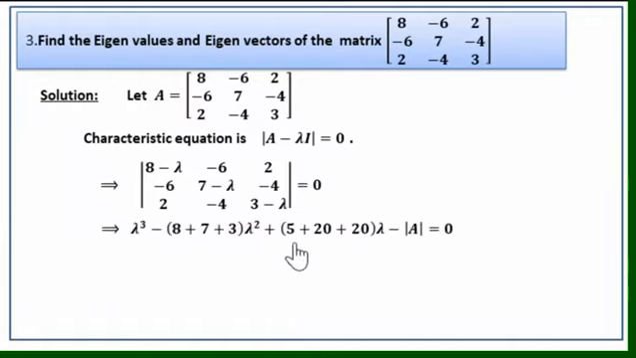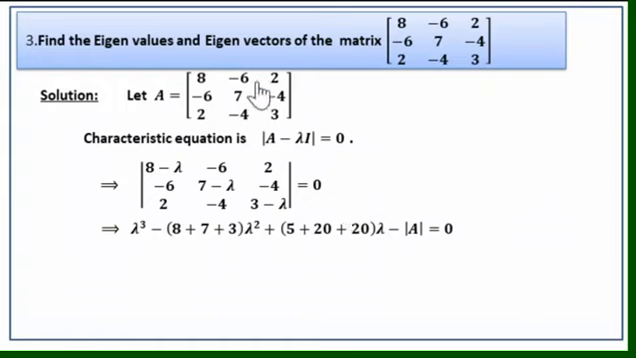Then use lambda cube minus the coefficient, which is the sum of the principal diagonal entries of matrix A, 8 plus 7 plus 3, lambda square, plus the sum of the minors of the diagonal entries 8, 7, 3. So the minor of 8 is 7 into 3 minus 4 into minus 4, that is 21 minus 16, 5. Then the minor of 7 is 8 into 3 minus 2 into 2, that is 24 minus 4, 20. Then the minor of 3 is 8 into 7 minus 6 into 6, that is 56 minus 36, 20, into lambda minus determinant of A equal to 0.